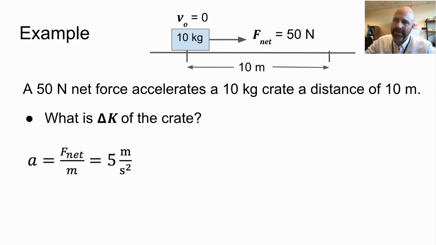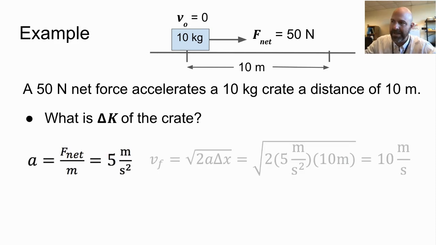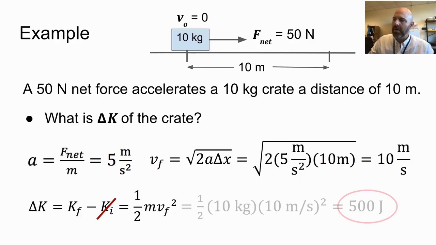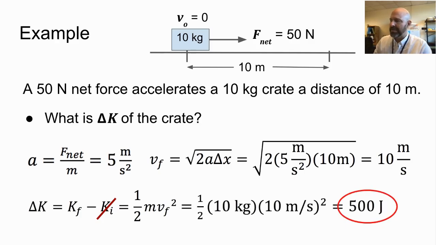Now, this is kind of going backwards. Net force divided by mass gives us acceleration. And the kinematics relationships allow us to find that the final velocity is 10 meters per second. If we look at the change in kinetic energy, final minus initial, we end up with 1/2 mv squared, which gives us 500 joules of change in kinetic energy. You went from 0 to 500 for a change of positive 500.